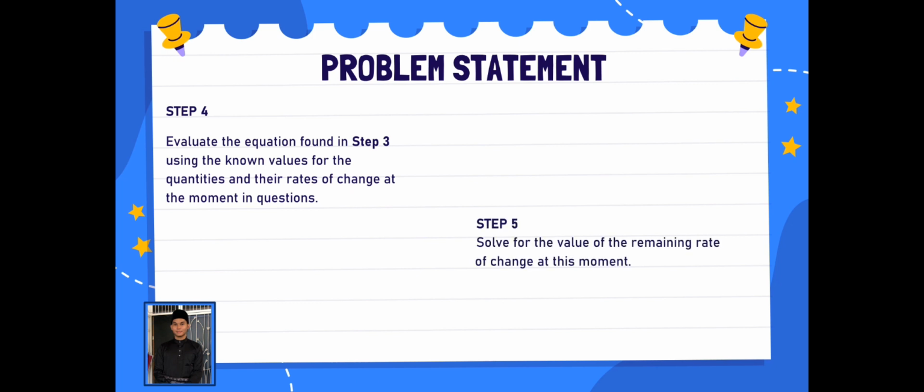Last 2 steps from the problem statement. Step 4: Evaluate the equation found in step 3, which is after differentiating, using the known values for the quantities and their rates of change at the moment in question. Lastly, step 5: Solve for the value of the remaining rate of change at this moment.